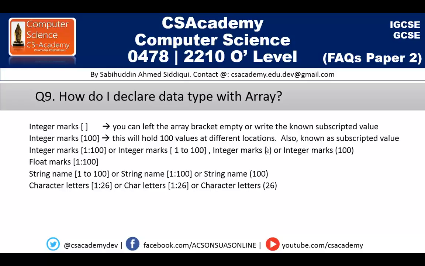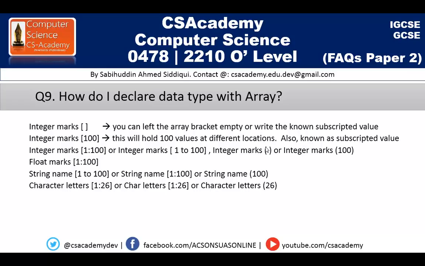That means you can leave the array bracket empty or write the non-subscripted value. If you know the number of elements, sometimes the cases are different. Sometimes you know the exact value and sometimes you do not know. Let's say you are going to make a generic program. That means you do not know the certain number of entries or inputs. So in that case you will leave the array variable empty and let the values be filled by the total number of repetitions the program has.